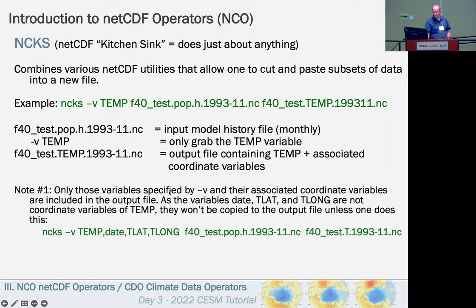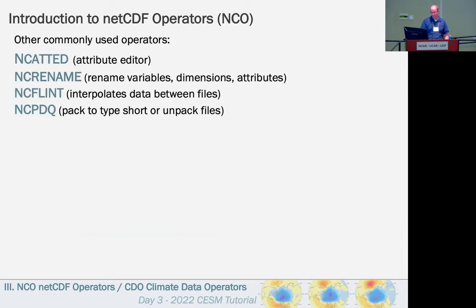The reason this might matter, in this POP case, is that NCKS will pull out the coordinate variables that temperature depends on. But in the POP files, there are actually different grids with different lat and lon. So you may want to extract them directly because they won't be extracted automatically. I should also point out that one disadvantage to NCKS is that it doesn't allow wildcards. So I can't say give me -v temp and then start at NC. It won't work.